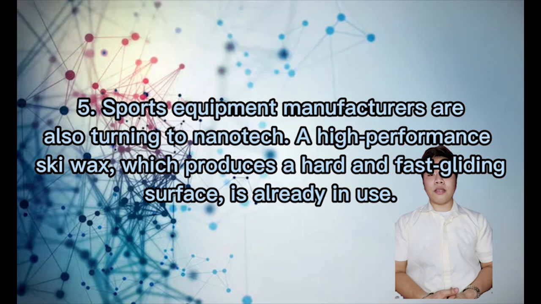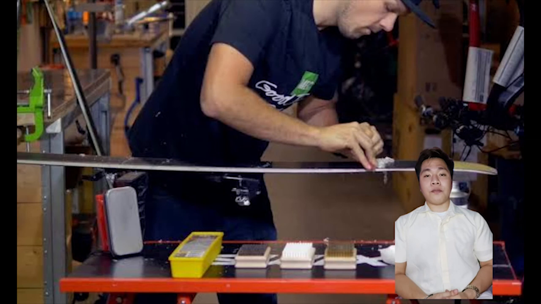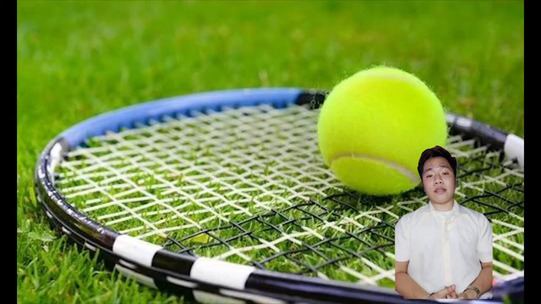Okay, number five, sports equipment manufacturers are also turning to nanotech. A high-performance ski wax which produces a hard and fast gliding surface is already in use. The ultra-thin coating lasts longer than conventional waxing systems. Tennis rackets with carbon nanotubes have increased torsion and flex resistance. The rackets are more rigid than current carbon rackets and pack more power.